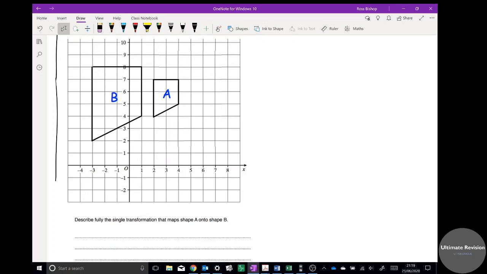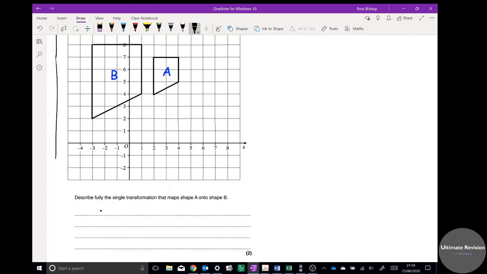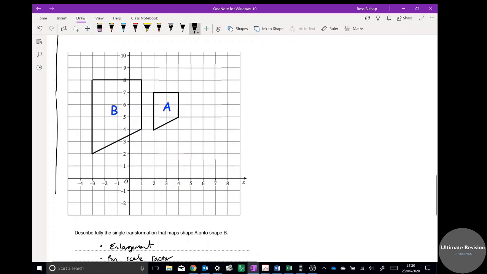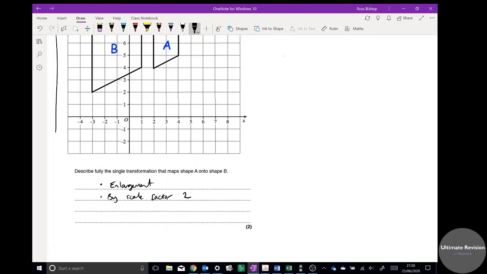How do I get from A to B? Now it's getting bigger, so I know immediately it's an enlargement. That gets me 1 mark. These are GCSE questions, by the way. It's enlargement. By the scale factor, you can answer these in bullet points. How much bigger is it getting? Well, you compare the lengths of the line. So that's going to be 2 squares, that's 4 squares, it's double. So it's a scale factor 2.